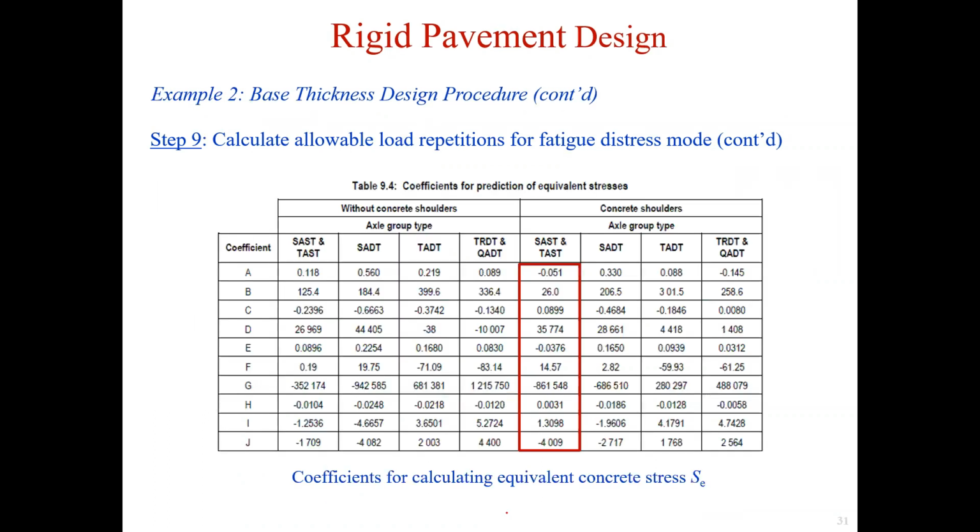So this is table 9.4. It contains the coefficients for calculating equivalent concrete stress SE, both for with concrete shoulders and without concrete shoulders cases. Because in the beginning, we determined to use the concrete shoulders, we just pick up the values on the right hand side of this table, and for the SAST group.